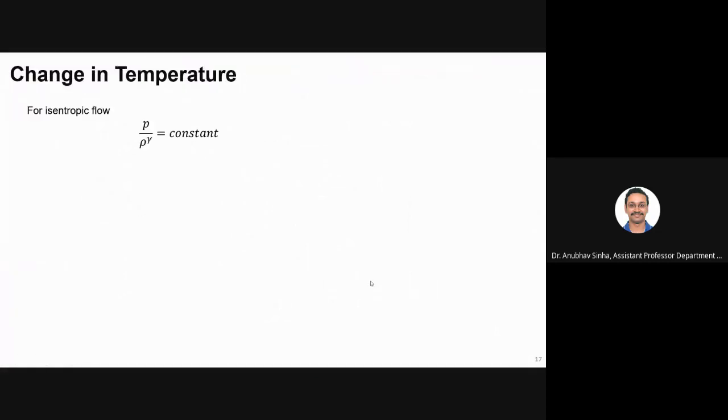Basically, for any isentropic flow, isentropic means reversible adiabatic. So this will be a key word for a large portion of your subject. We'll talk about isentropic flows. For isentropic flow, we know that P rho to the power gamma is constant. This is a general characteristic of an isentropic or adiabatic flow. If I use that, I can relate pressure at any given state, P1, to density in this way.